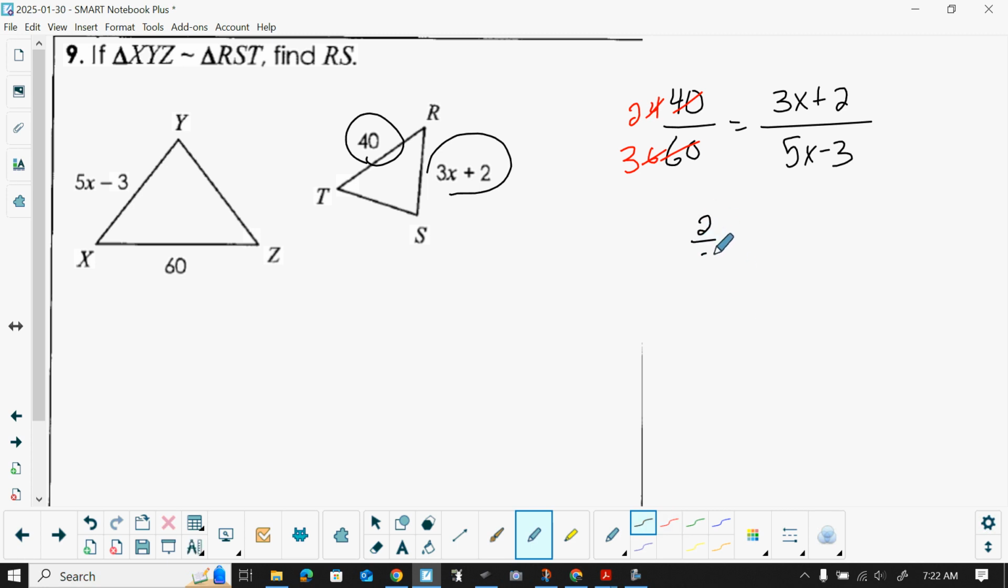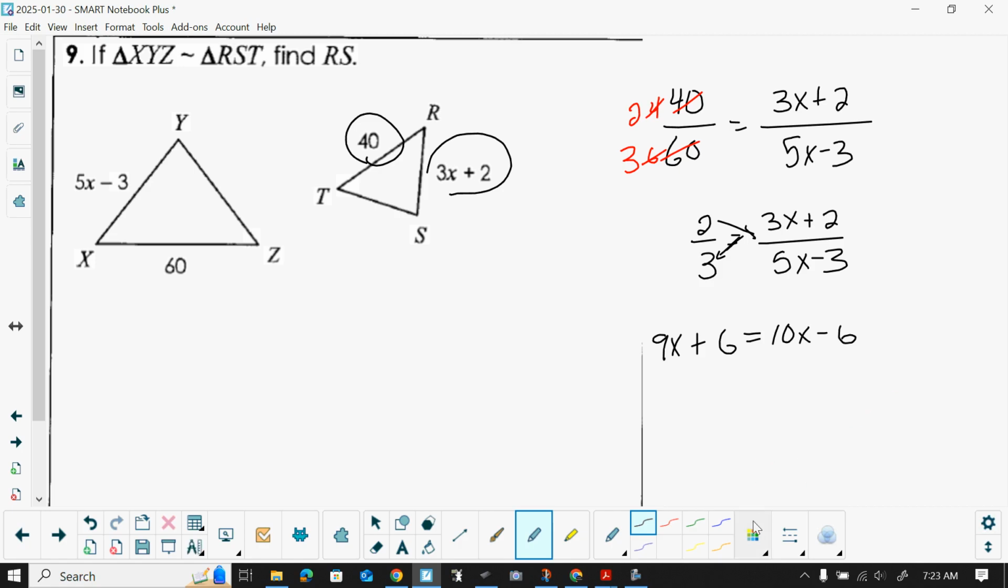So that's what I'm going to do. Now I'm going to rewrite it just so you can see it a little bit more clearly. So when I cross multiply, this is a lot easier than that. That's a much larger number. All right, so let's cross multiply now. 3 times, let's go this direction here. 3 times this. 3 times 3x is 9x. 3 times 2 is 6. Go this direction. 2 times 5x is 10x. 2 times negative 3 is negative 6.